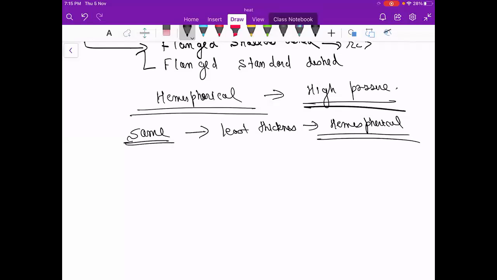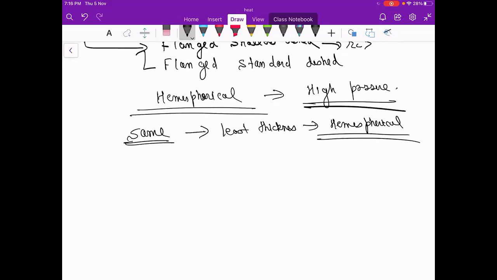So torospherical heads are used where the pressure is very low, whether it is atmospheric, or 2 atm or 3 atm. So we are going to use a torospherical head. Okay, so this is the thing about the heads which we are seeing.